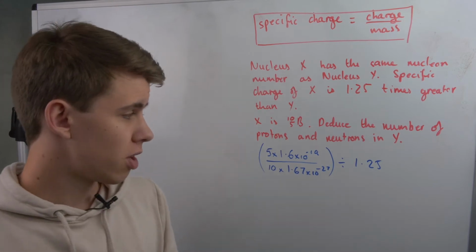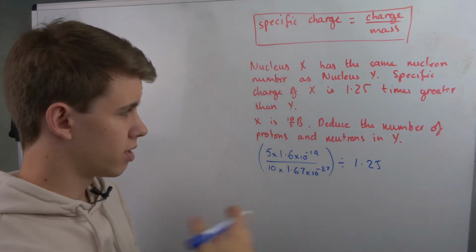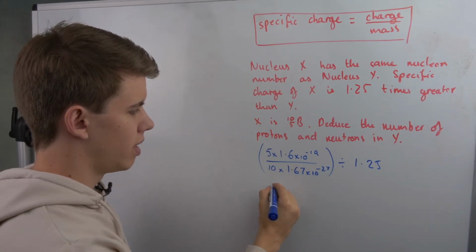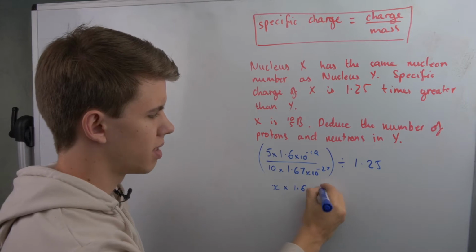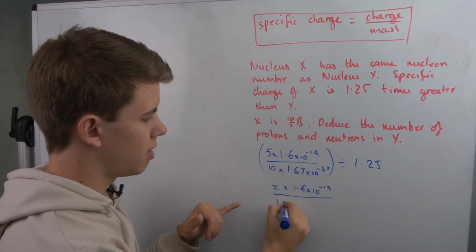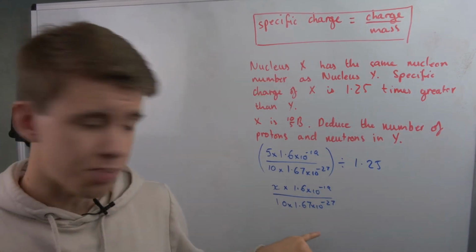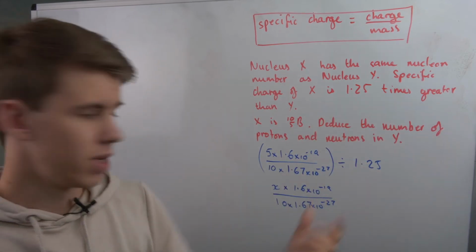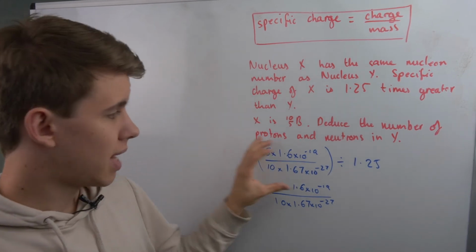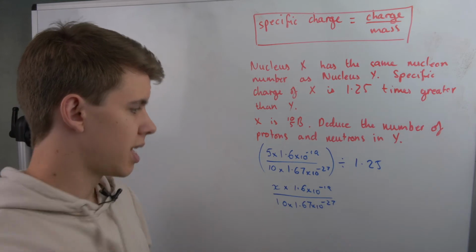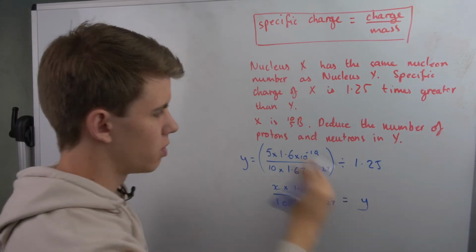And now that we've got the specific charge of Y, we can then say that if we want a value for the number of protons and neutrons, we can say this is then equal to X being the number of protons multiplied by 1.6 times 10 to the minus 19, still divided by 10 times 1.67 times 10 to the minus 27, purely because we know that they have the same nucleon number. So we know they still have 10 nucleons and all nucleons have this mass. And so we take this, we find out what this value is, and then we will have to say this is equal to some value. I'm going to call this y. Then we say that's equal to whatever this value is.